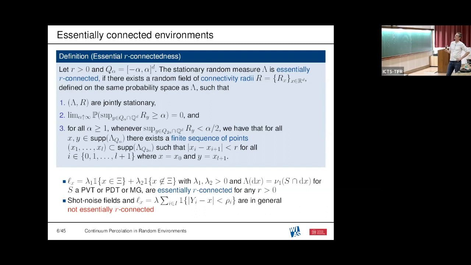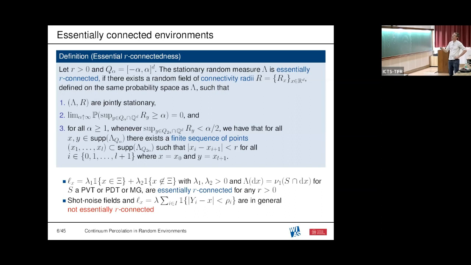This condition roughly speaking ensures that with high probability in large volumes, you have support from the environment that allows you to connect points. This is the notion of essential R connectedness. So you have connectivity radii that are on the same probability space and jointly stationary. These are some random variables, like what is the closest point, some field, or some information here. And the definition is the following.